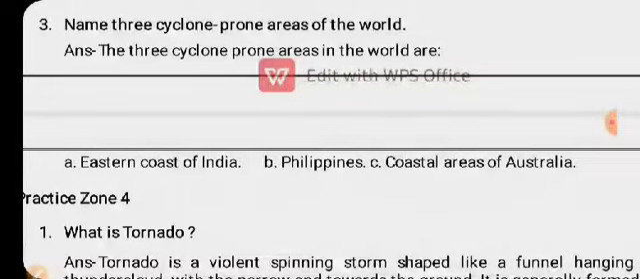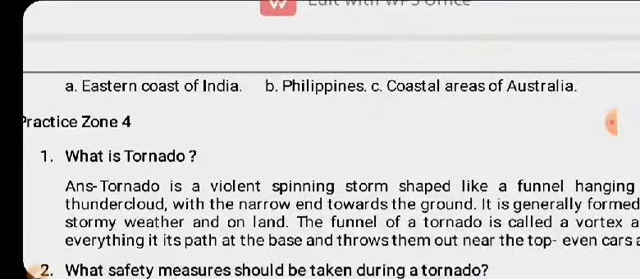Next is name 3 cyclone prone areas in the world. First is the Indian part, that is eastern coastals. Philippines and coastal areas of Australia are more prone to the cyclones.